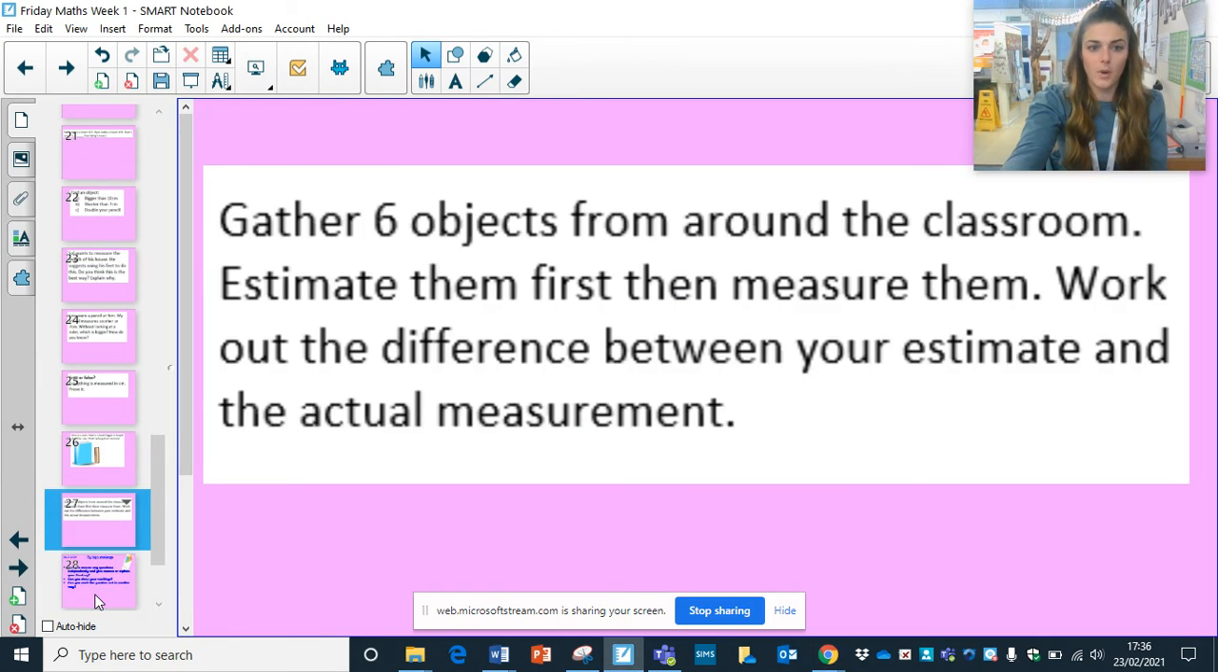And I think this is the last one. Gather 6 objects from around the classroom. So it won't be the classroom for you, it'll be from your home. Estimate them first, then measure them. And remember, estimate just means to guess, a good guess. Then work out the difference between your estimate, what you've guessed, and what the actual measurement was. So estimate first, write it down, then measure it, write it down. What is the difference between the two numbers?